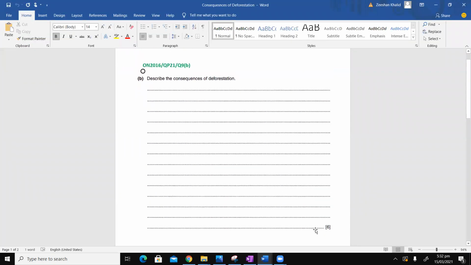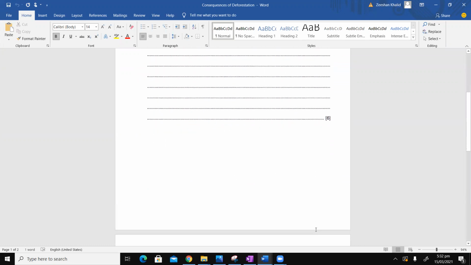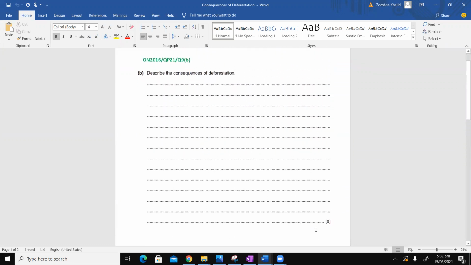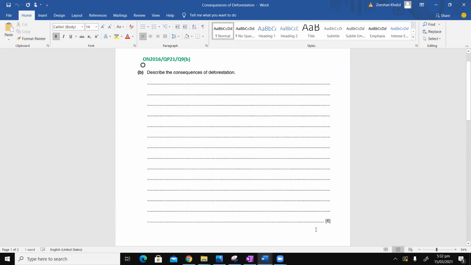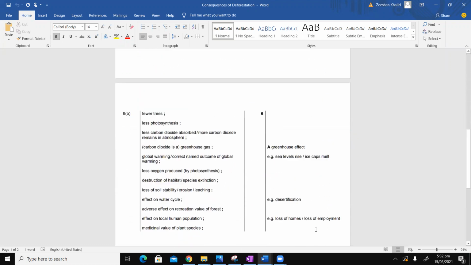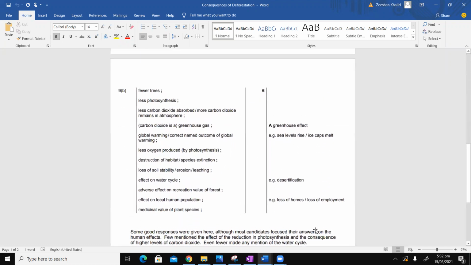So the first question is, describe the consequences of deforestation. In your syllabus, you're not supposed to know what deforestation is. You're supposed to know the consequences, the results of deforestation. So that's what we're going to talk about. It's a 6-marker question. It says describe, so description is required. Let's look at the mark schemes together.